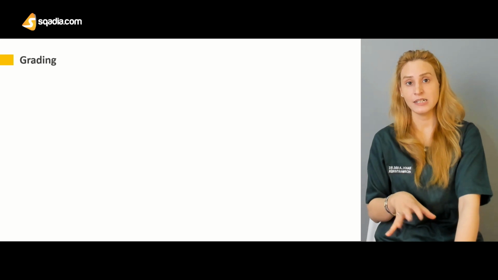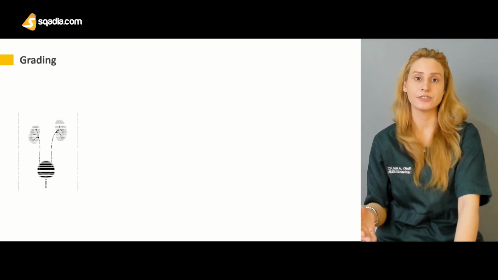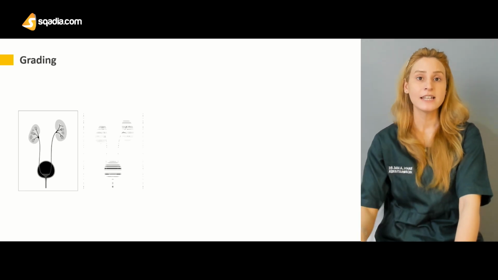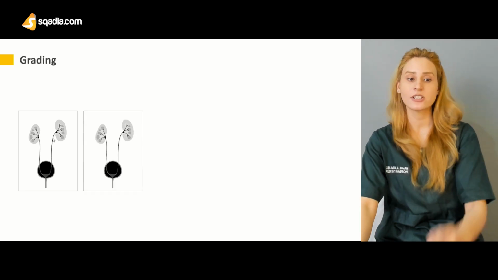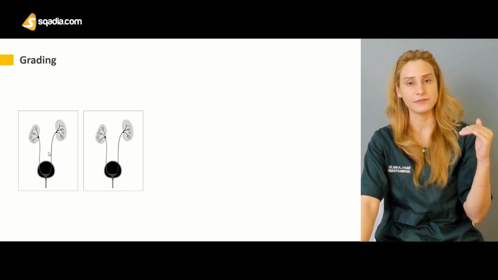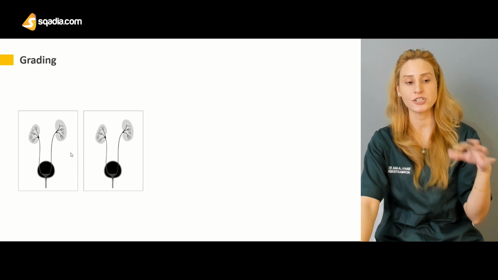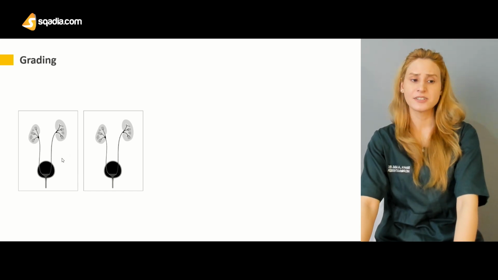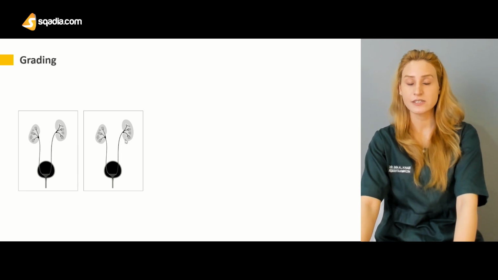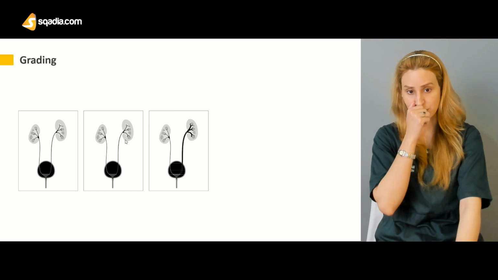Then there is a grading. There are different grades for the vesico-ureteric reflux. These grades are important. We grade 1 to 5. In grade 1, there are just minimal changes in the ureter. There is no dilatation, but there's reflux up to the ureter. Then in grade 2, there is reflux to the ureter and to the renal pelvis, but without dilatation.